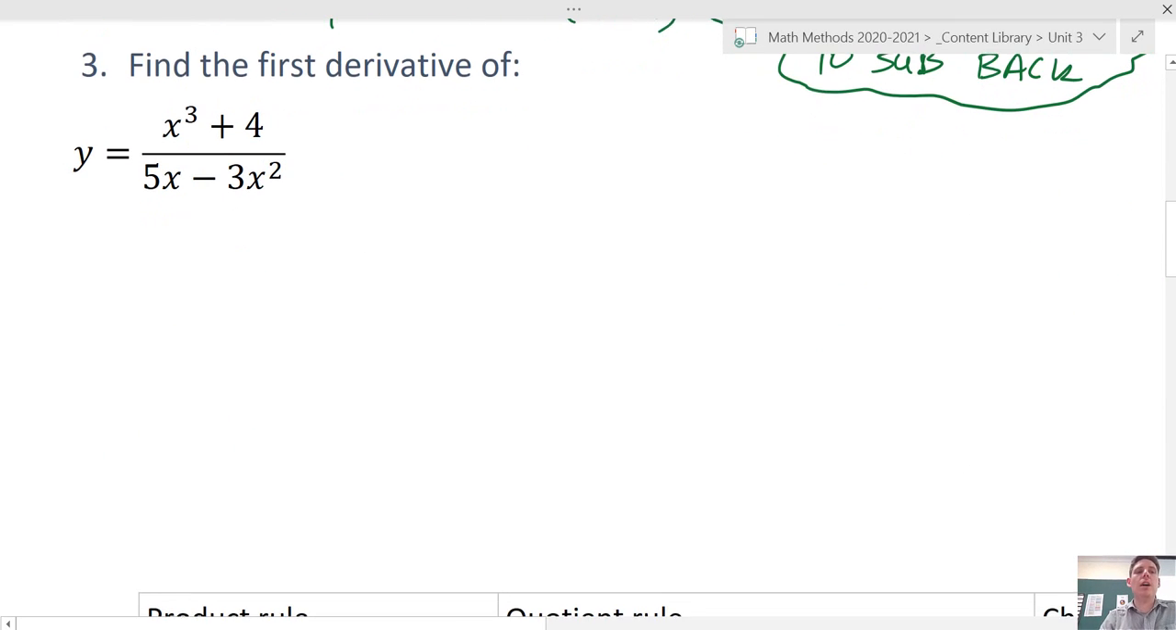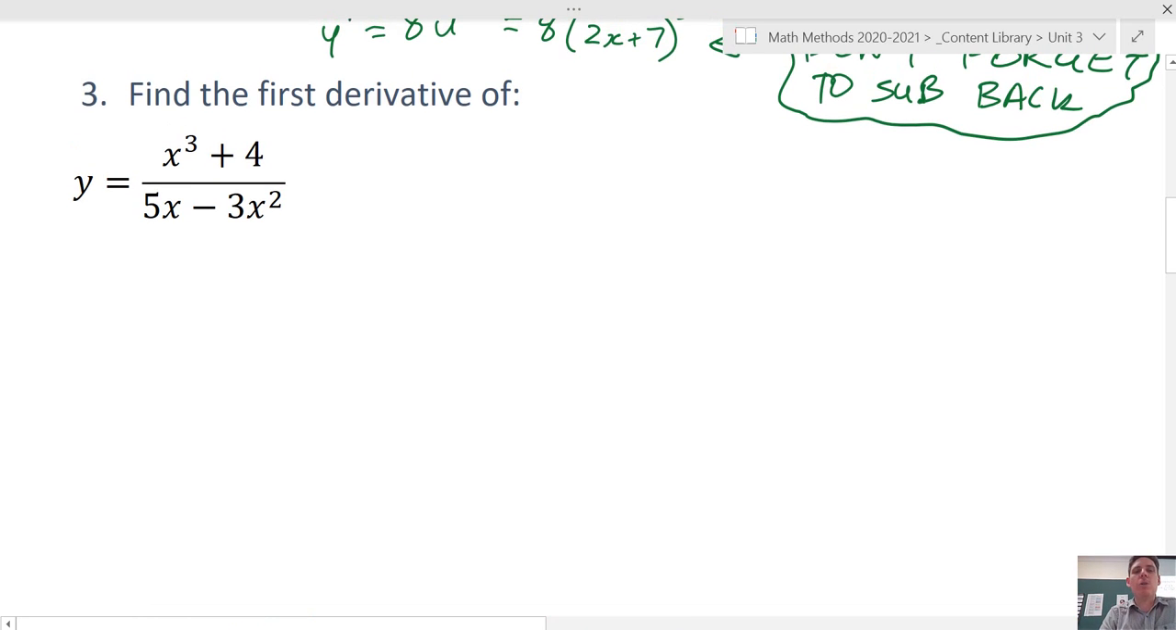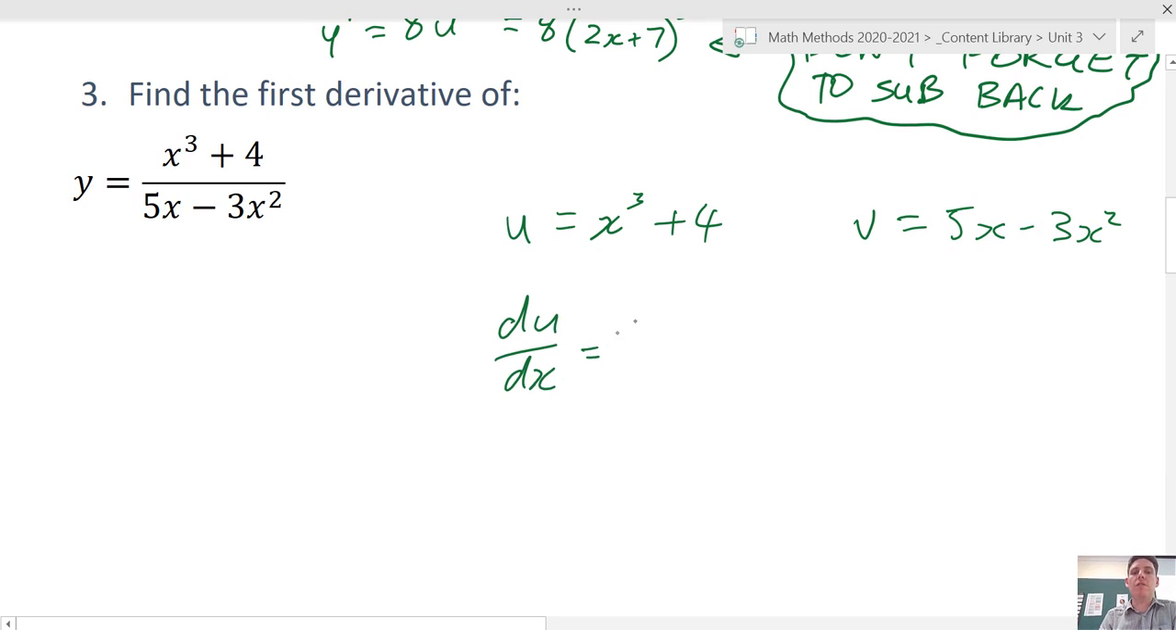Okay, so last one. Hopefully you got all of that right. We have a function over a function, a fraction. What's happening? They are being divided. So we use the quotient rule, another word for divide. You let the top function equal u, the bottom function equal v. That's the first step. You find the derivative in terms of x of each of those.